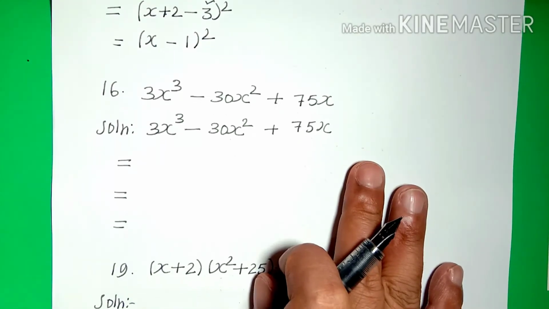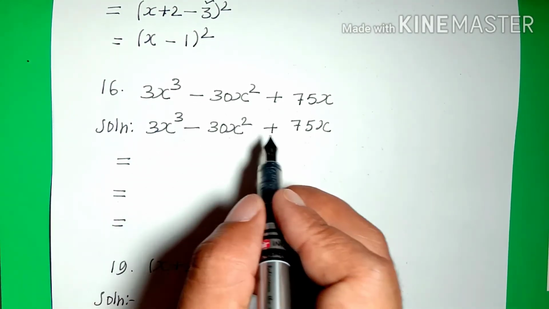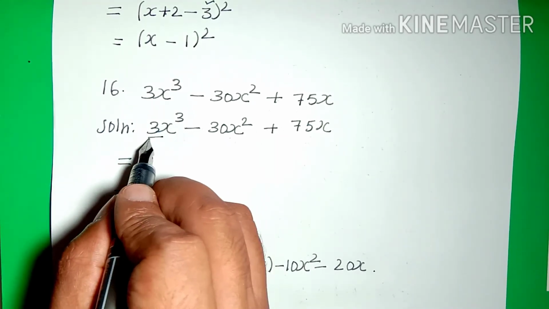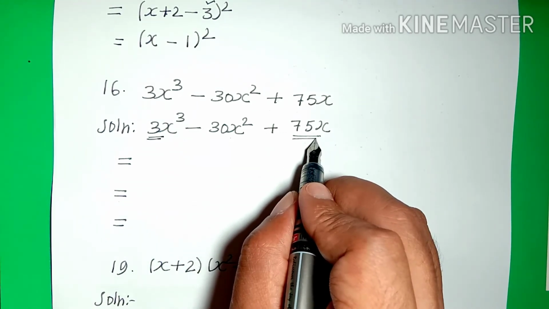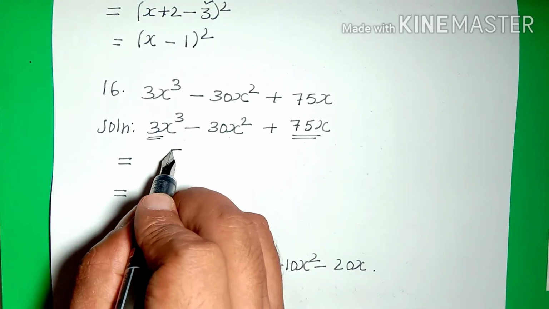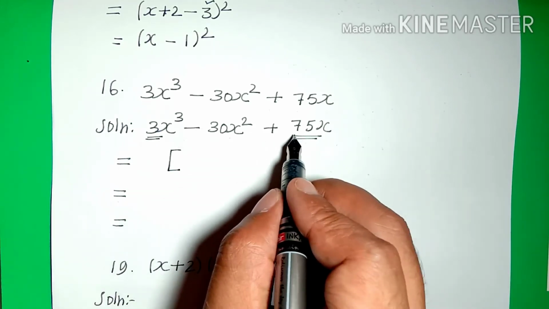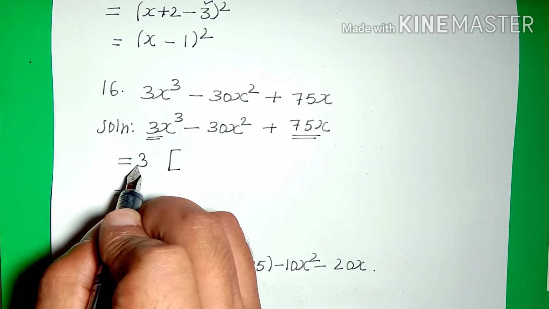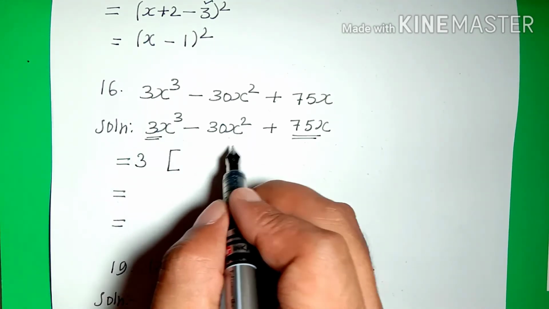And here, 3x cubed minus 30x square plus 75x. Now is it a perfect square? No. Again here, is it a perfect square? No. That means what you'll have to do here, first you'll have to take the highest common factor from the given terms. So 3, 30, 75, and all these numbers are divisible by 3. After that here we can see the variable x, here also x, even here x.